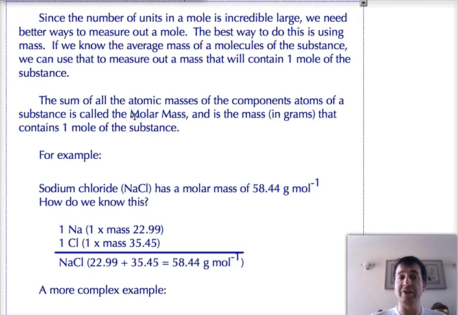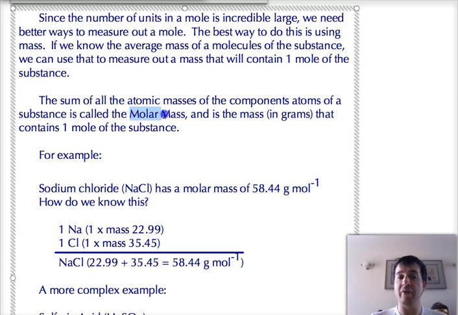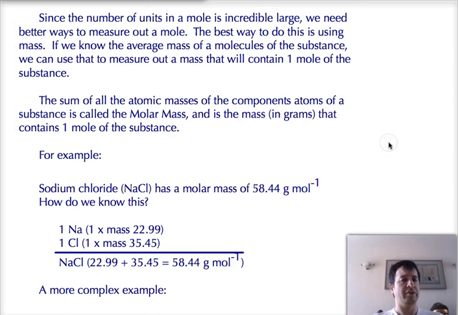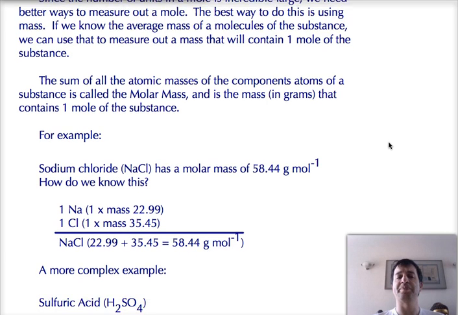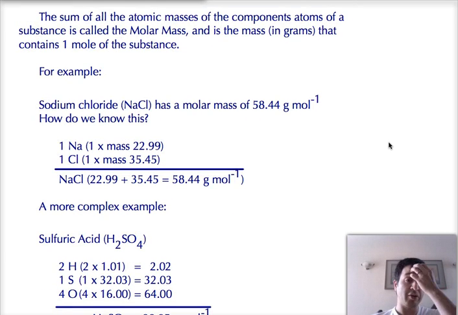So it's very important that we recognize this idea of the molar mass. The molar mass is going to be the sum of all the atomic masses of the atoms in a substance. If we have that amount of mass in grams, we will have 1 mole of that substance. So what does that mean? Well, sodium chloride is NaCl, as you know, and it has a molar mass of 58.44 grams per mole. That's a negative 1 exponent, which just means per something.